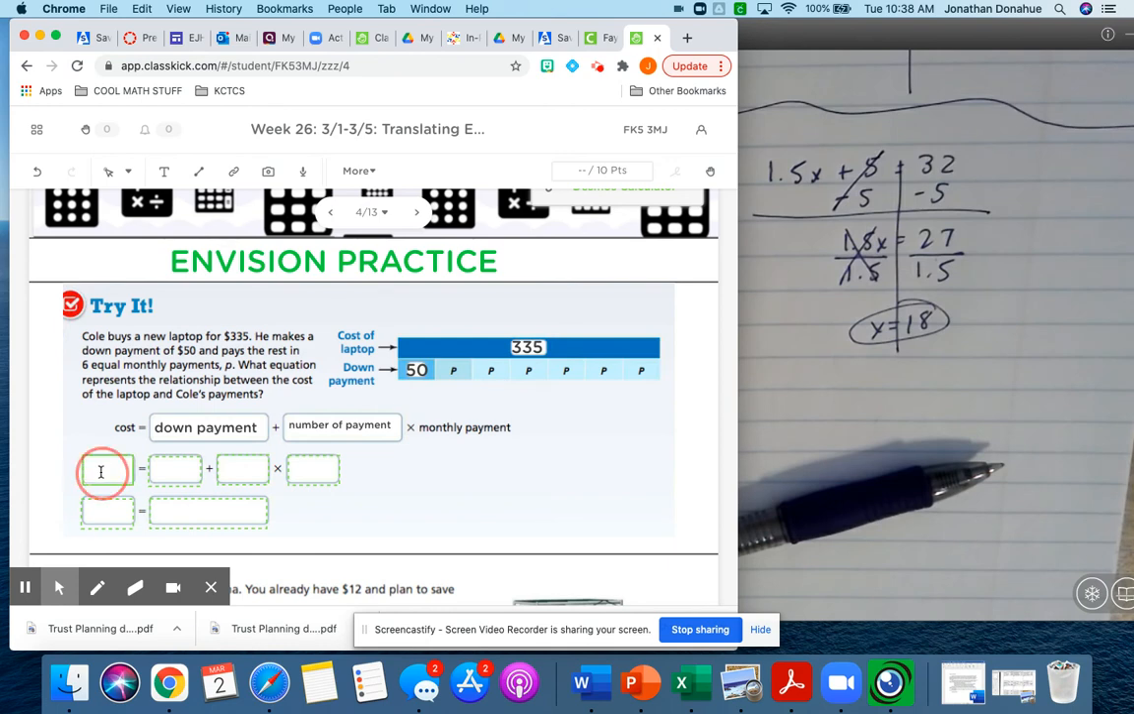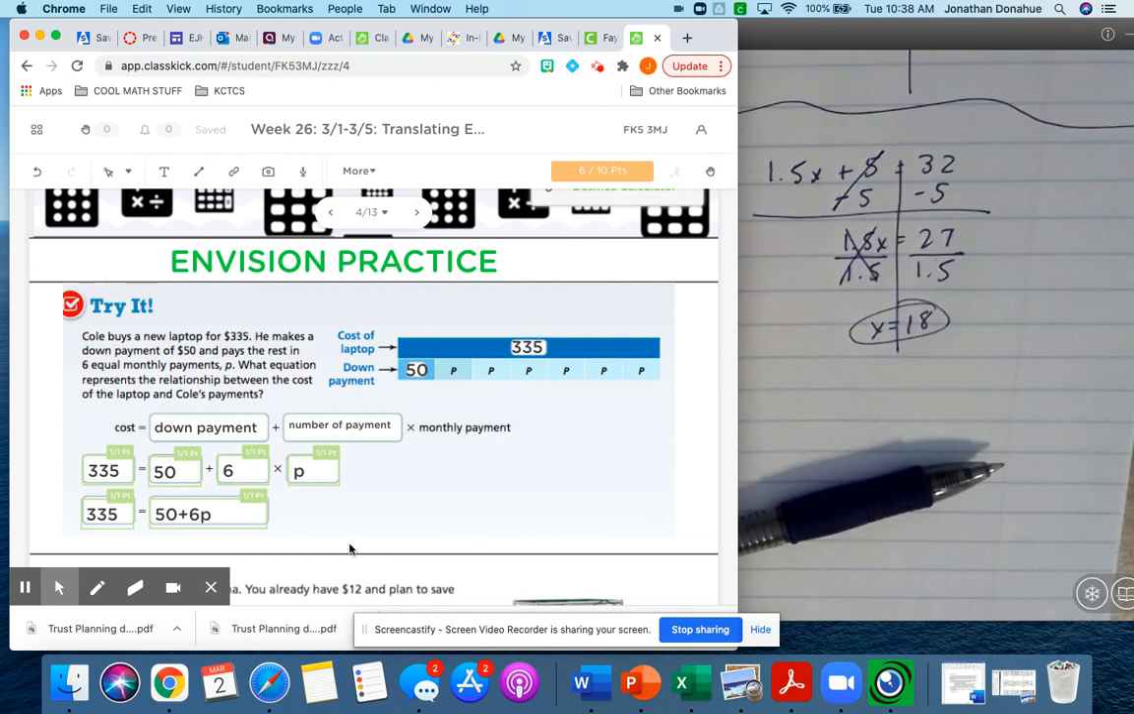So we know that the total is going to be $335. He pays $50. Okay. And then he has 6 equal payments. So he pays 6 payments of an undisclosed amount. So we put a letter. Down below, they just want you to rewrite that as an equation. 50 plus 6p equals 335. Sorry.